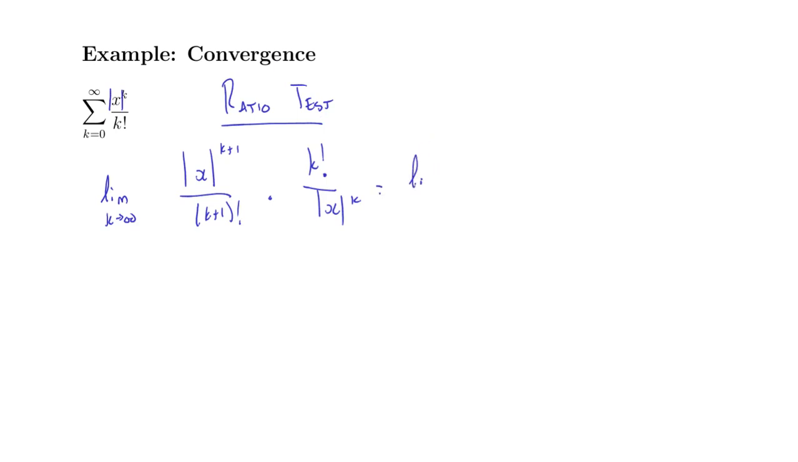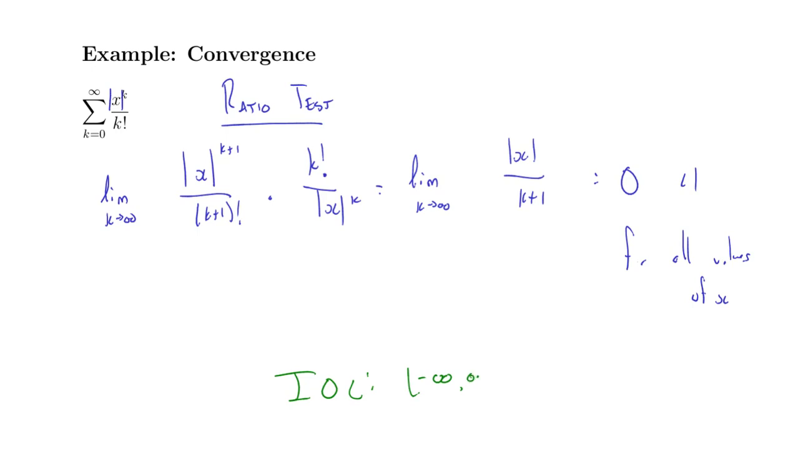All right, so then this is really a limit as k goes to infinity of the absolute value of x over k plus 1 after we do all the canceling. And that limit's obviously 0, which is less than 1 for all values of x. And so our interval of convergence is again negative infinity to infinity. So what we're saying is that e to the x is exactly equal to this series for all x values, which is pretty cool.